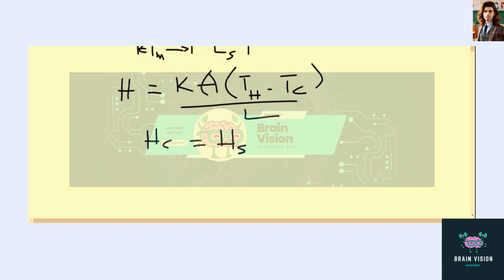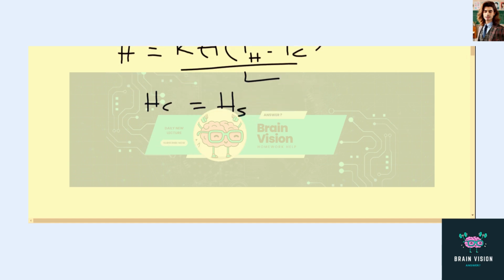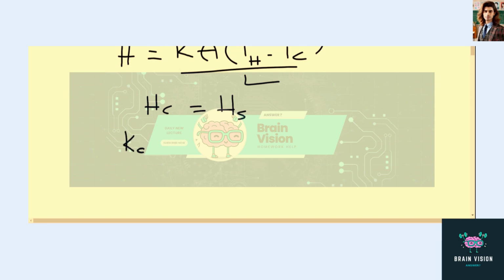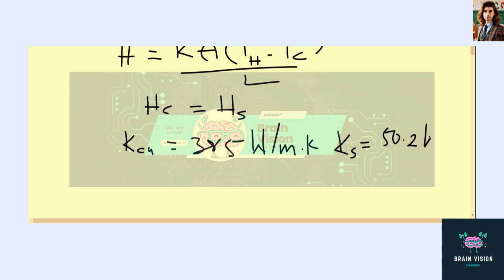Picking the information for copper, we can straight away calculate the heat current of copper. The thermal conductivity of copper is 385 watts per meter per Kelvin, and that of steel is 50.2 watts per meter per Kelvin. All right, so let's move on.